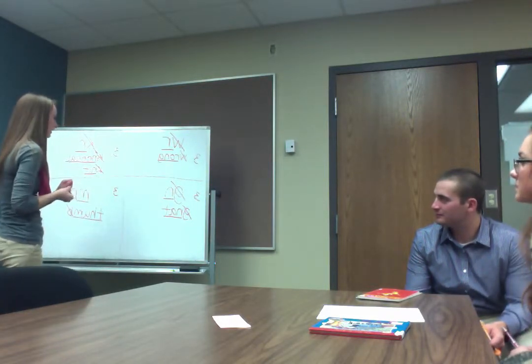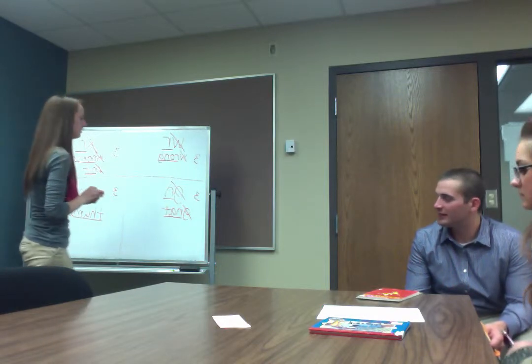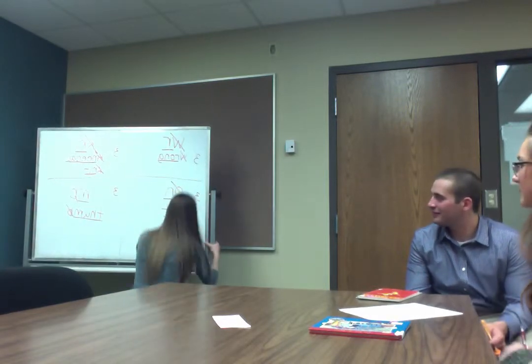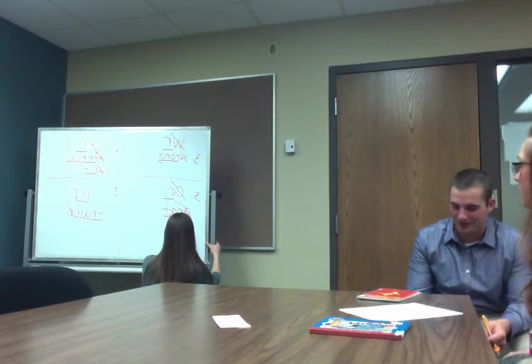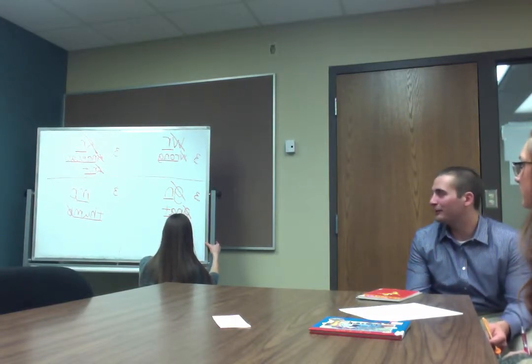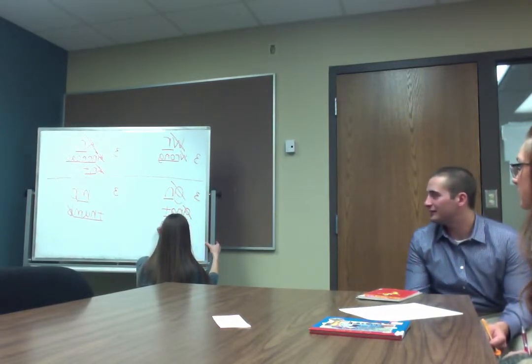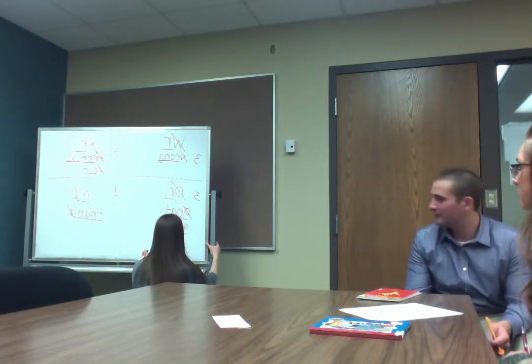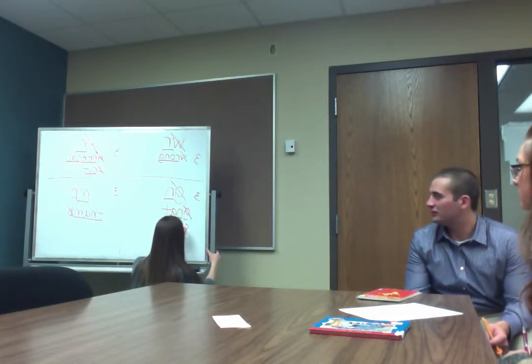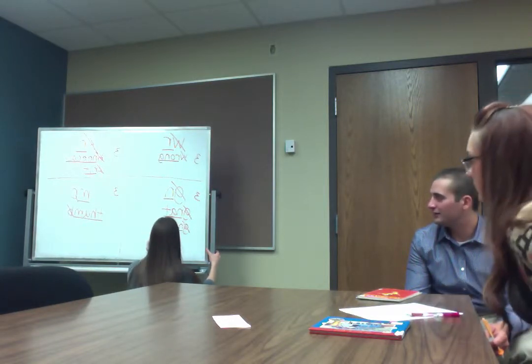AJ, give me one of Erin's GN words. Gnome. Okay. Spell gnome. G-N-O-M-E. And what letter is silent that we're going to cross out? The G. And what letters are we underlining? NOME.